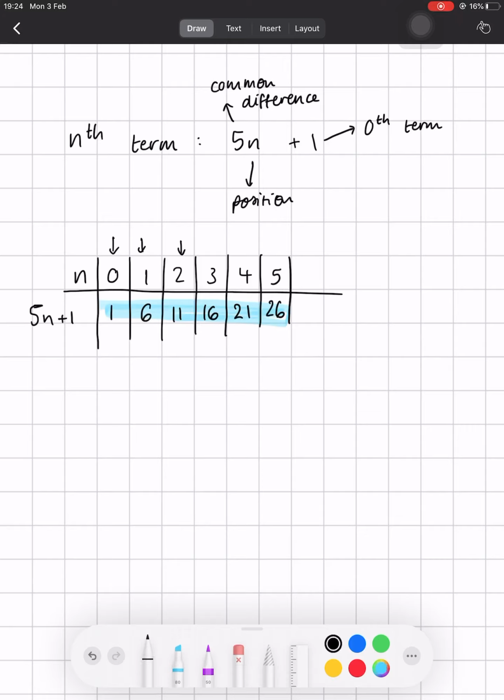Now they might ask you to work out the 10th term. So what this means is find the number in the sequence that's in the 10th position. So in the 10th position.